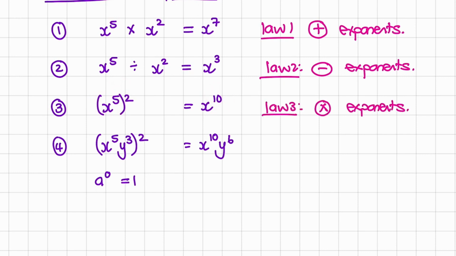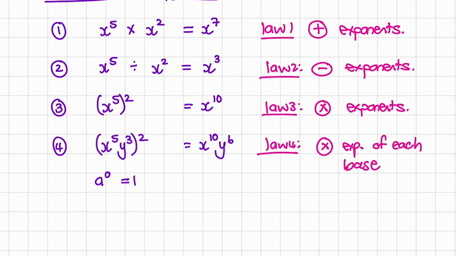And our next law builds on the previous one. So here we have x to the power of 5, y to the power of 3 in brackets, and we want to remove these brackets. So we will multiply the exponents of each base, meaning I'll multiply 5 with 2, that gives me 10. And I take the exponent of y, which is 3 times 2, and that becomes y to the power of 6. So law 4 is we multiply the exponents of each base.